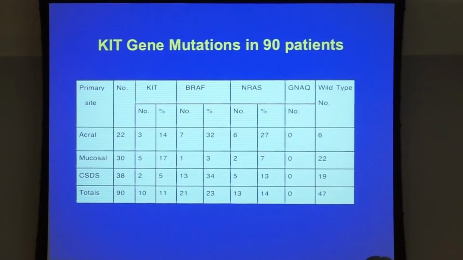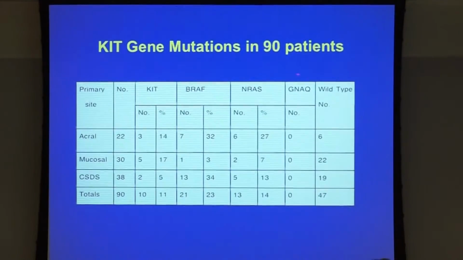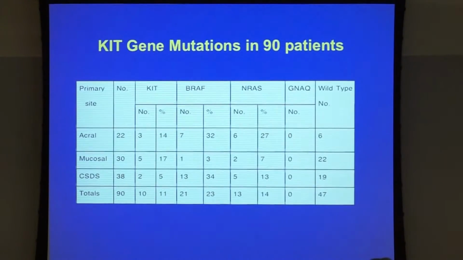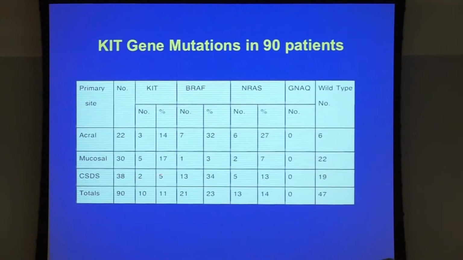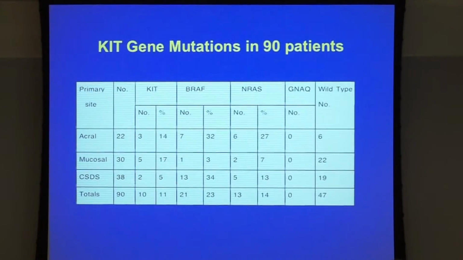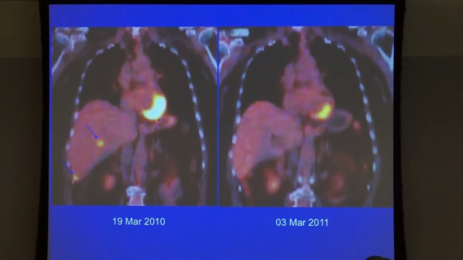And this is the table that shows the results of 90 patients that we tested for different mutations. Mostly mucosal, we found 17% had KIT mutations, acral 14%, chronic sun damaged skin we had 5%. The non-chronic sun damaged skin we did not test, but probably would be far less than 1%. Nobody had the GNAQ mutations because those are seen in ocular melanoma. And this, we had 3 or 4 patients had a good response.